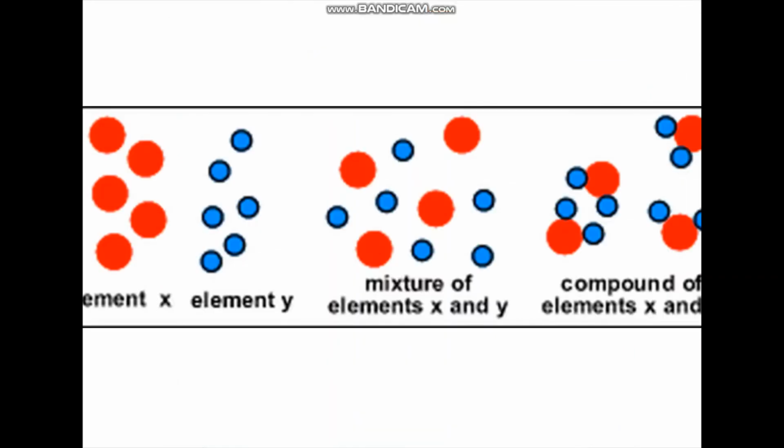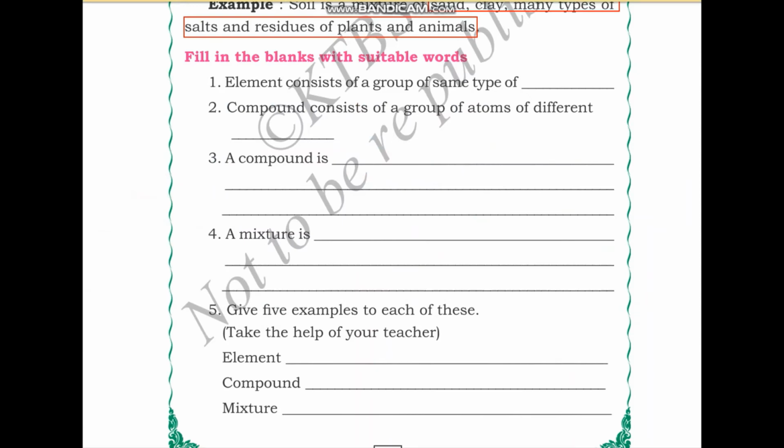We saw in this picture that there are two elements present, element X and element Y, and each of them contains the same type of atoms. The red color balls in element X represent atoms of element X. So elements consist of a group of same type of atoms.